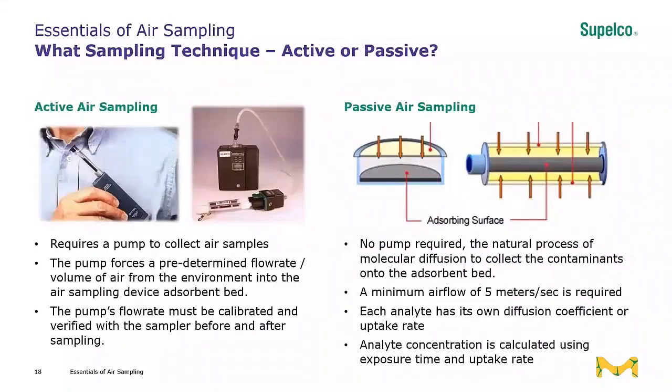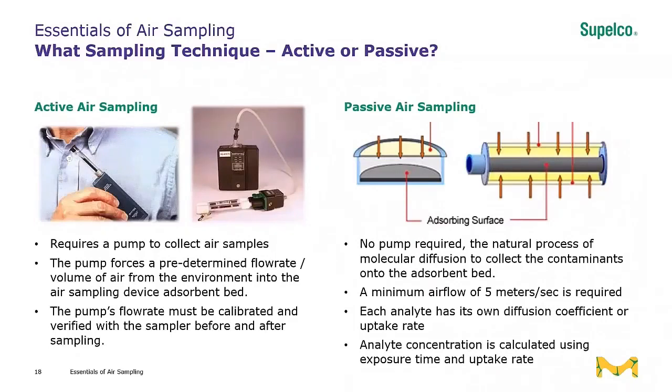When determining what sampling technique you want to use, active or passive sampling, this slide is a summary of active and passive air sampling techniques. Just reiterating that the active air sampling device requires a pump to collect air samples, and that it collects these air samples at a predetermined flow rate and volume into the adsorbent bed, and that the pump's flow rate must be calibrated and verified before and after sampling. Passive air sampling, there are 2 types of devices, axial or 2D, as shown on the left, that looks disc-like, and radial devices as shown by the device on the right.